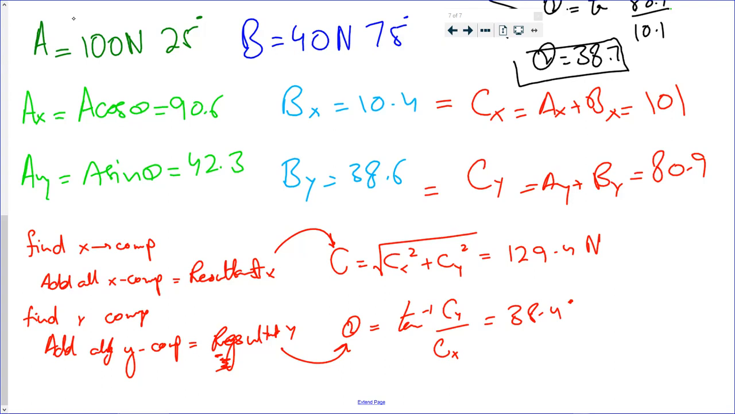Is it clear? So these steps are exactly the same. Find the x components, add x to get resultant x. Find the y components, add y to get resultant y. Once you have the x and y components, you just use trigonometry and the Pythagoras theorem, and you will get your resultant magnitude, and you use the tan inverse formula to get the angle. Got it?